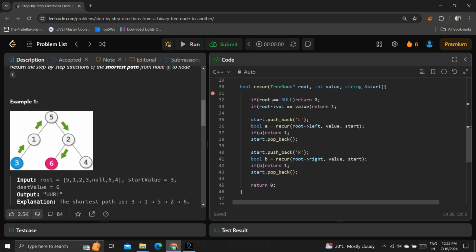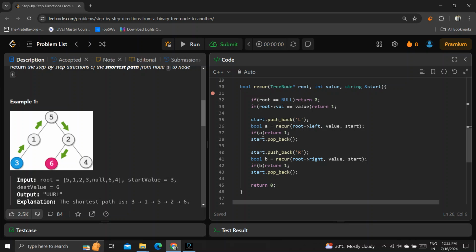Now, is root null? No. Is root value equal to value? Yes, 3 is equal to 3. So we will return 1. From here we will return 1 here, right? And as soon as we reach here, from here we have received 1, right?